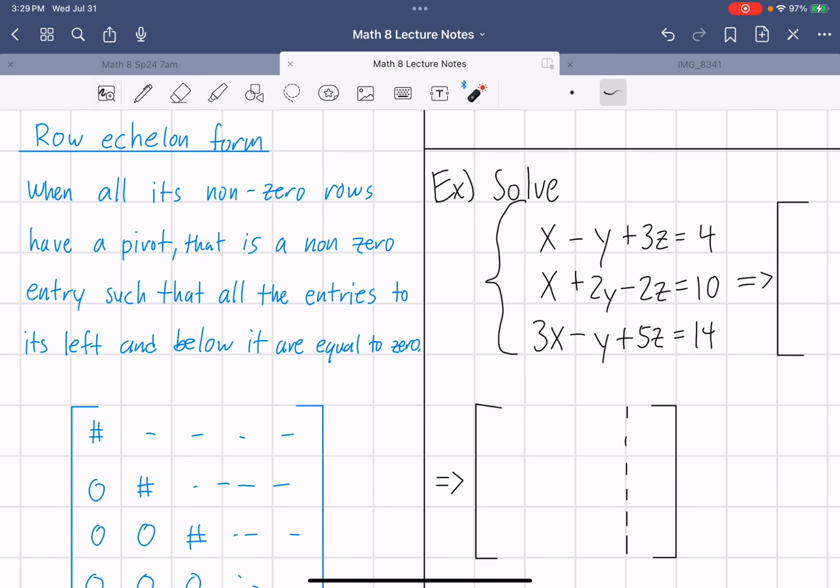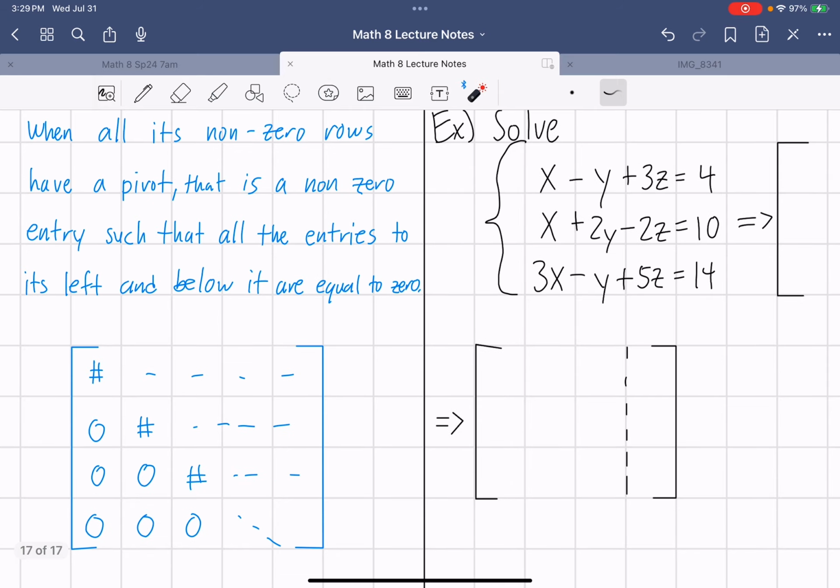Right? So that non-zero entry such that all the entries to its left and below are equal to 0. So the very first, when you go into a row, you want to make sure there is a number. Well, the first number you run into that's not 0, you want to make sure everything below it and to the left of it is 0. Next row, right? This is our very first non-zero number, and everything to the left and below is 0. And then the next one, everything to the left and below is 0. I'm not worried about what's above and to the right.